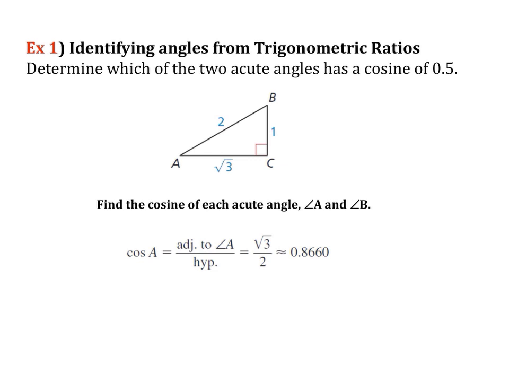Decimal .8660. Now let's find the cosine of B. Also adjacent divided by hypotenuse, but this time it's from the perspective of angle B. So adjacent would be 1, divided by hypotenuse, which is 2. So 1/2 simplifies to decimal .5. So it looks like angle B is the one that results with the cosine being decimal .5.